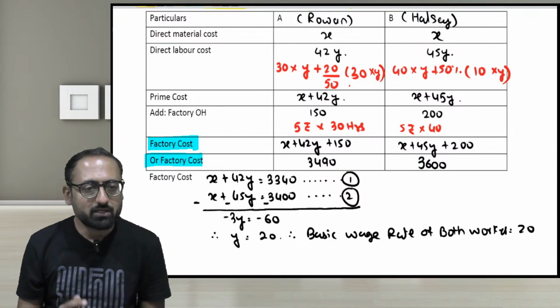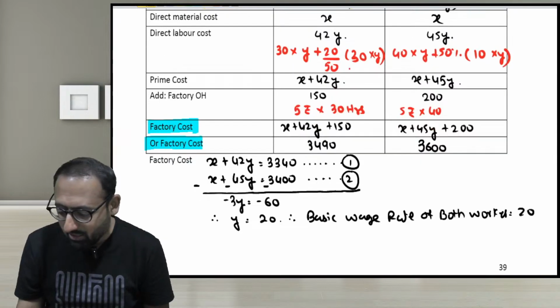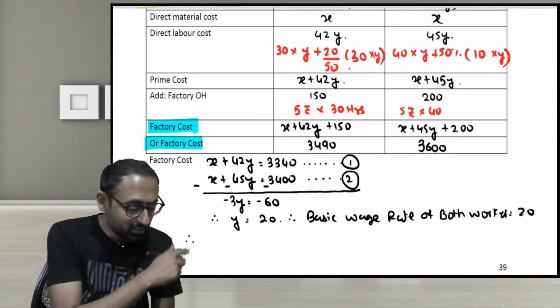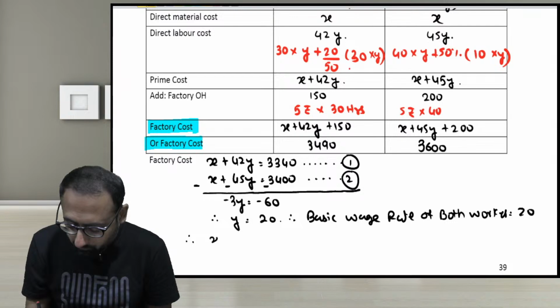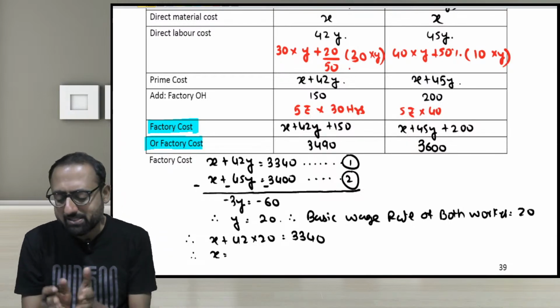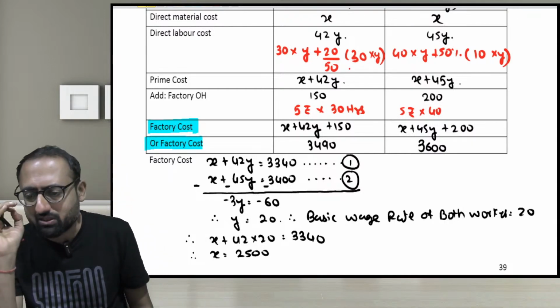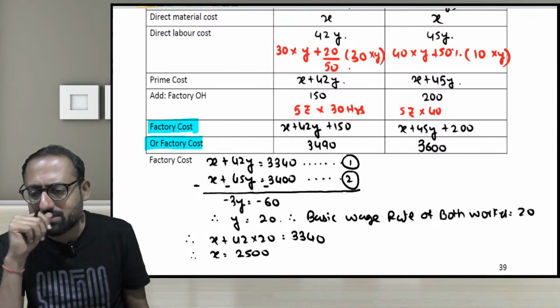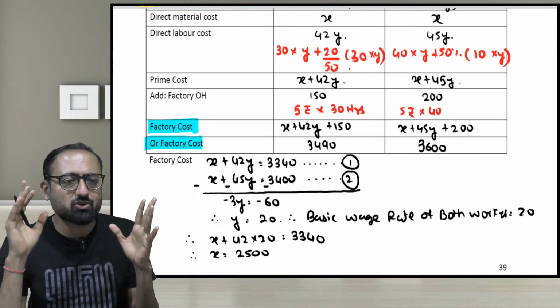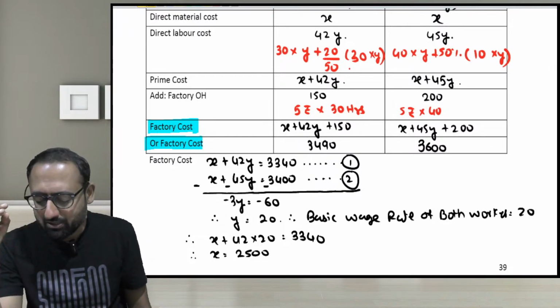Everyone got this. And this 20 will be substituted in any one of the equations to get the value of x. Suppose I substitute in the first equation: x plus 42y, y value is 20, is equal to 3340. Therefore, x is equal to 3340 minus 840. Is it 2500? Correct me if I am wrong. Yes, Shraddha ji gave me a correct answer, very quick answer. The x value is 2500. Very nice, online students. Very good.